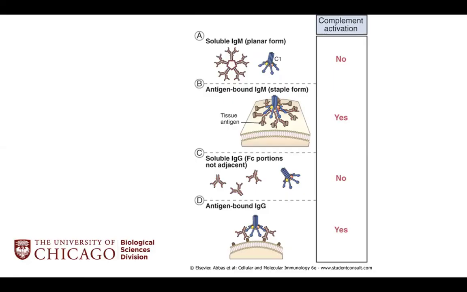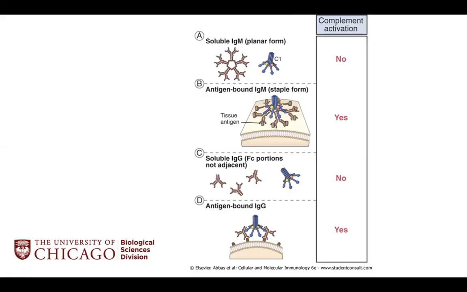IgG and IgM are the two types of antibody that can activate complement. IgG, preferentially IgG3, then IgG1, and then IgG2. I remember this because of the area code of Chicago. It's 312. So I always remember that.